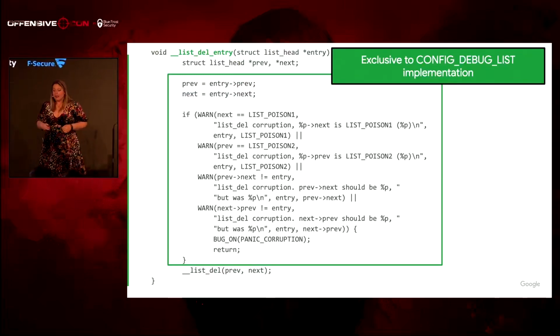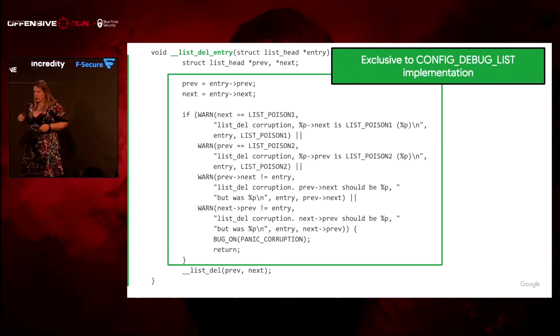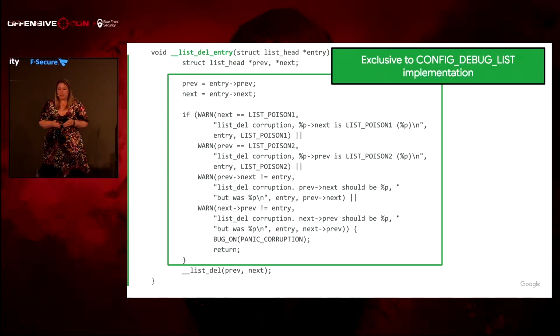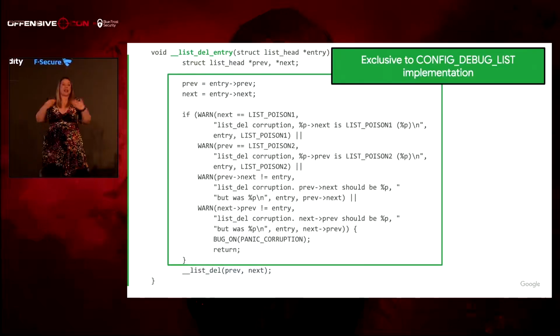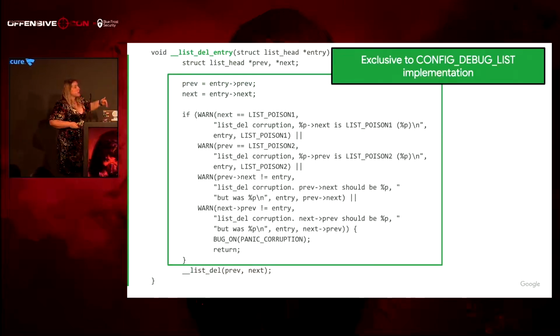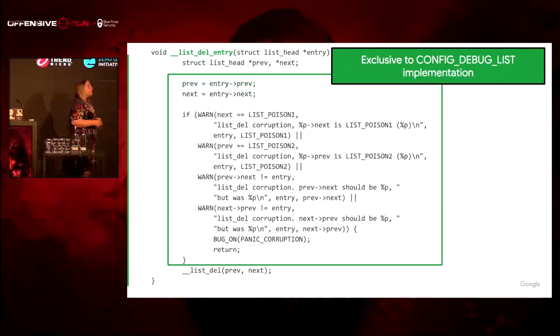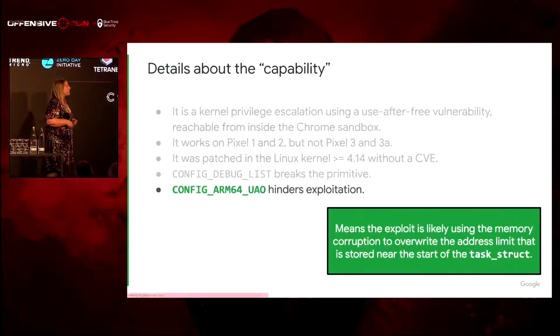a BUG_ON. And these different checks would prevent an unlinking primitive, because they're checking that, hey, the entry we want to delete, does its next's prev point back to entry as you would expect in a doubly linked list? And those types of checks ensure that you can't use the unlinking. So this confirms even more, okay, we probably want an unlinking primitive with this bug.